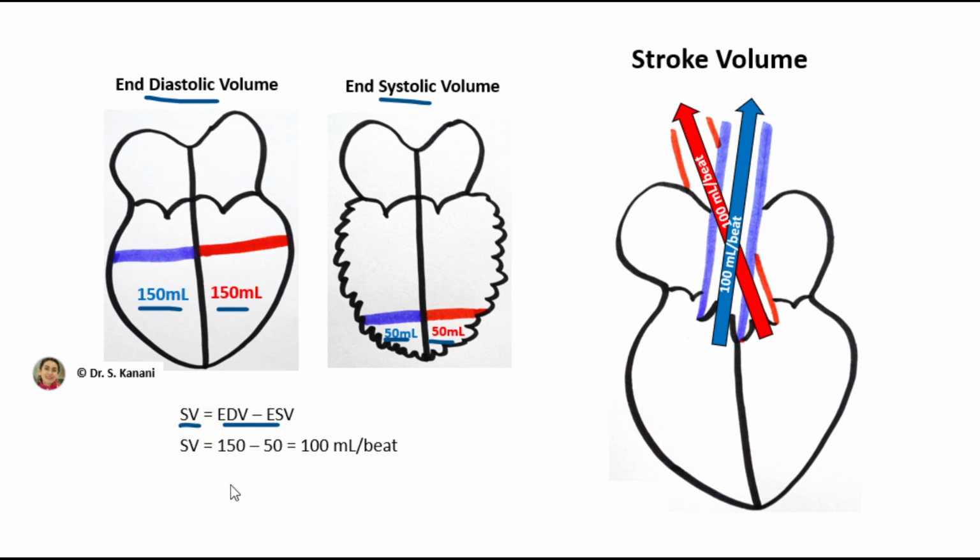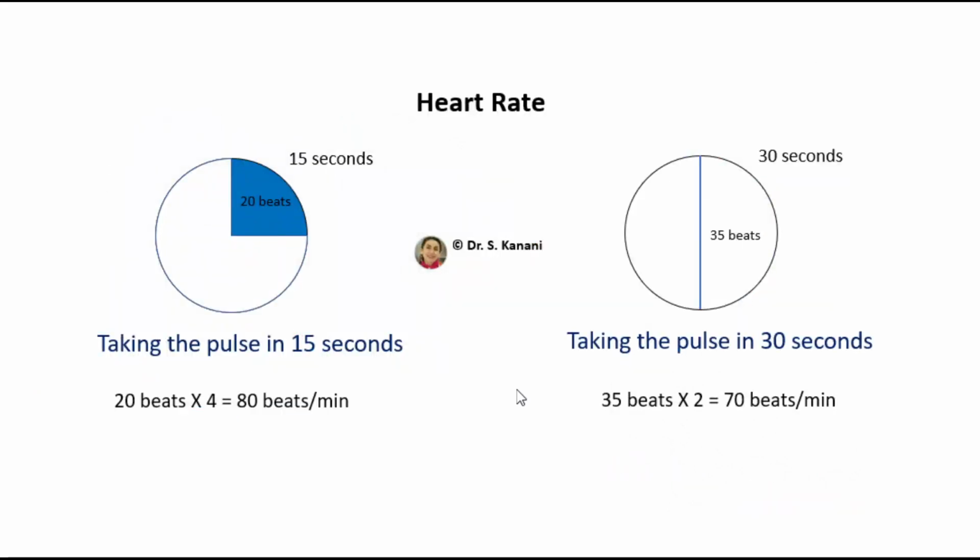So stroke volume equals end diastolic volume minus end systolic volume, which in this example, because each ventricle had 150 milliliter of blood at the end of its relaxation, and after it pumped blood out, only 50 milliliter was left, clearly each ventricle pumped 100 milliliter out. That's the stroke volume. To find out the heart rate, the most common way would be taking the pulse.